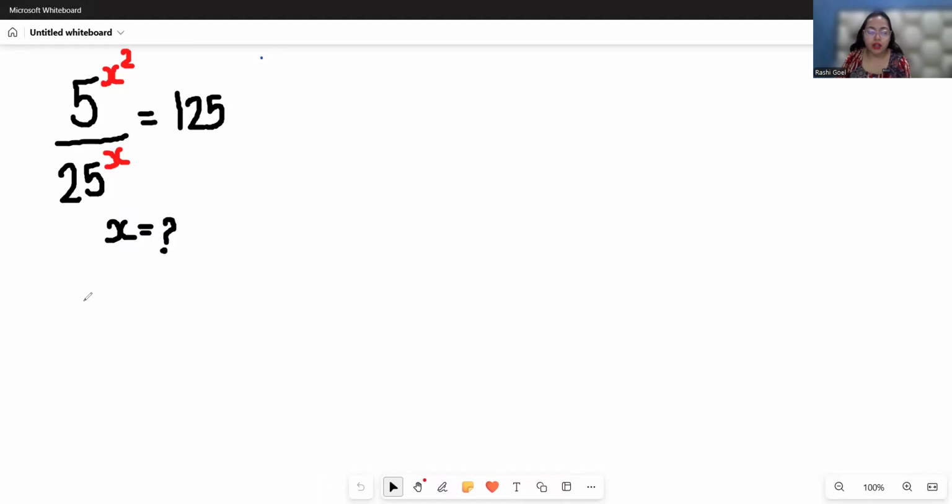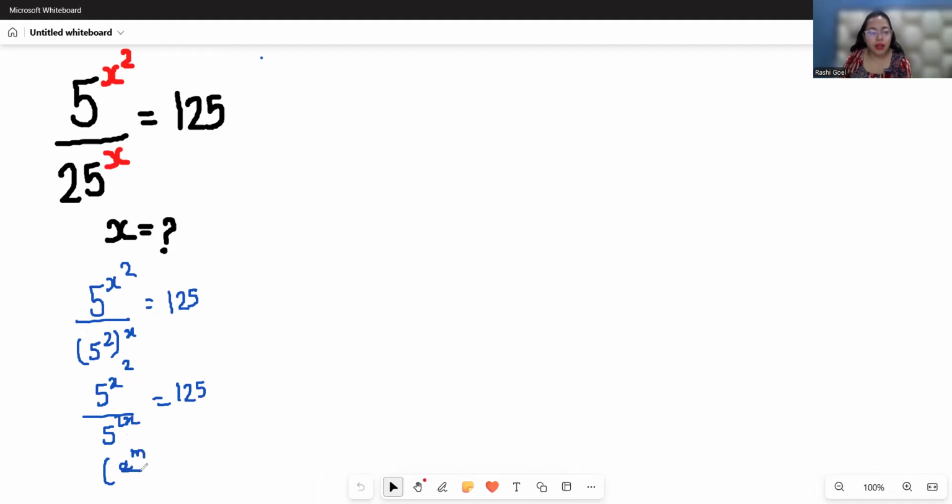So this I can write as 5 power x power 2 by 25 as 5 square, equal 125. Now this becomes 5 power x square by 5 square whole power x. So this becomes 5 power 2x equal 125. Now as per the exponent rule, a power m by a power n, we can write it as a power m minus n. So this left hand side becomes 5 power x square minus 2x equal 125.